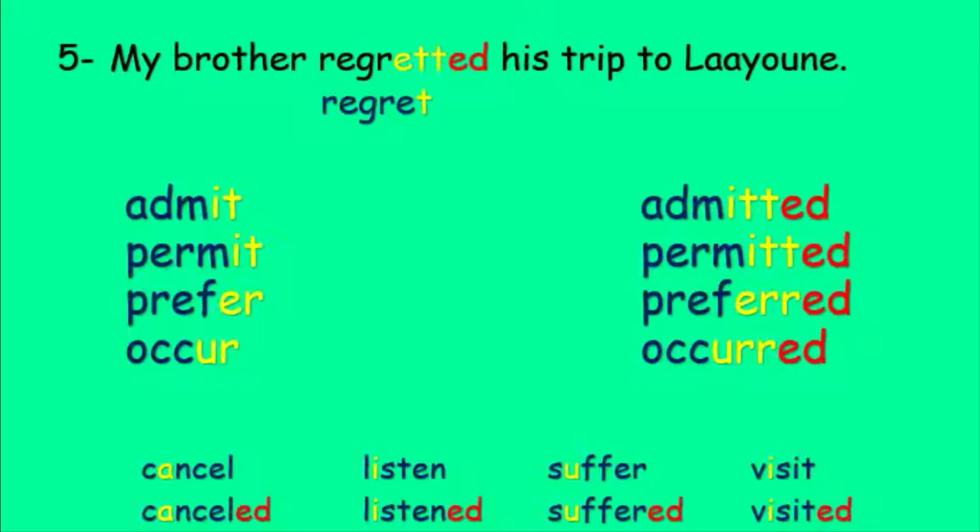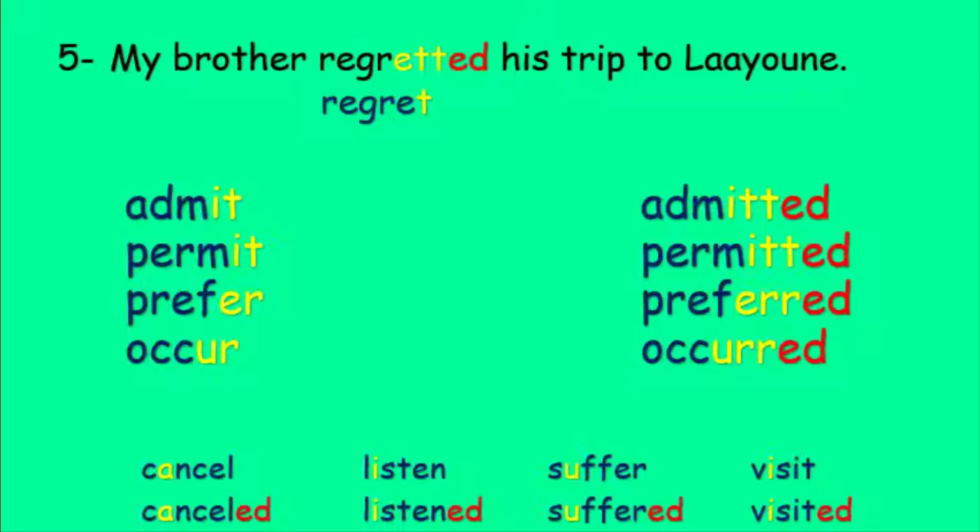If the second syllable is the stressed one, we double the consonant. So regret becomes regretted. Admit becomes admitted. Permit becomes permitted. Prefer becomes preferred.